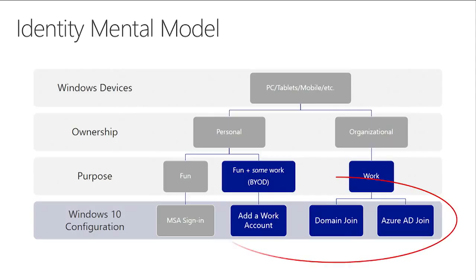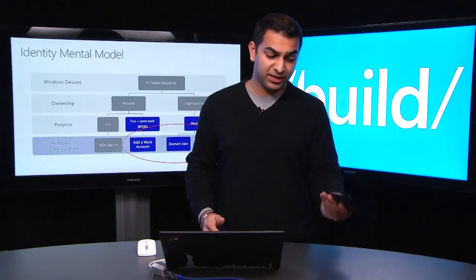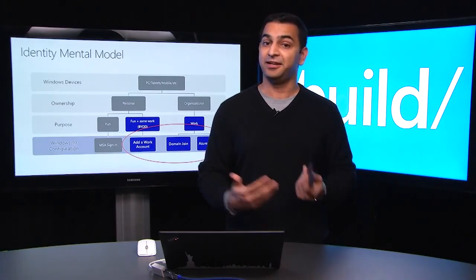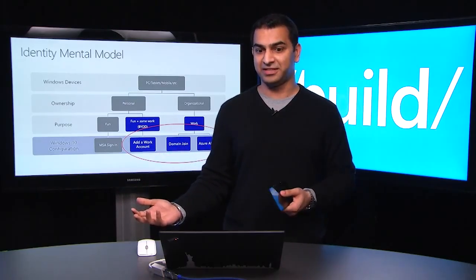All right, so I want to draw your attention to the highlighted part where, for work, there are two options, domain join and Azure AD join. And in the BYOD category, where you have personal devices, add a work account. So just to go back to the devices I have right here, this personally owned device, the phone, I've added a work account and I'm able to access all of my organizational data.